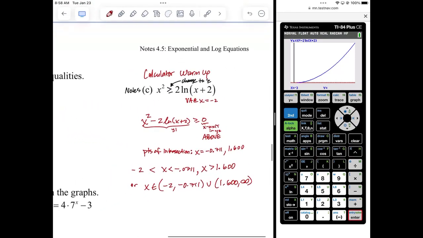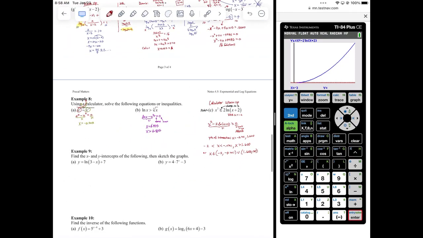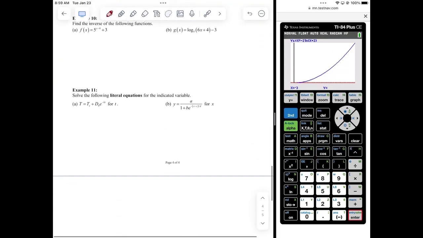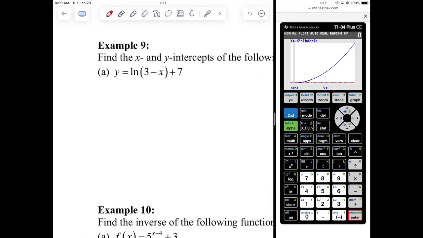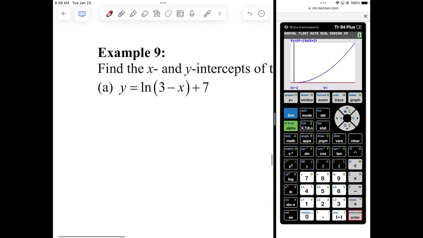Questions on the warm-up? Are y'all warm? All right. Let's see if we can finish the notes here. We got 3 examples to go. We can do it. Find the x and y intercepts of the following, and then sketch the graphs. Okay, I'm going to sketch the graphs first, before I find the x and y intercepts. I want to put it into standard transformation form, STF.